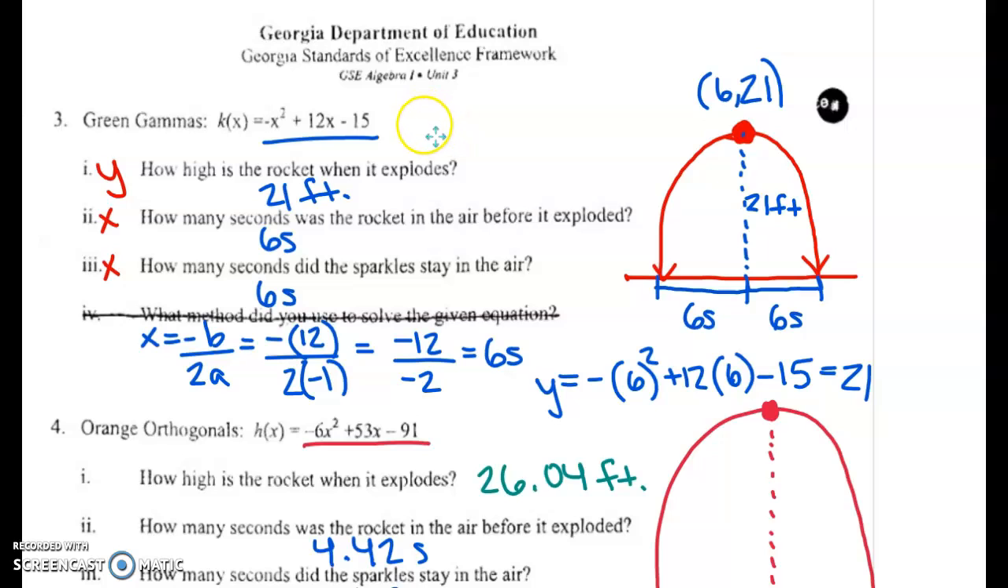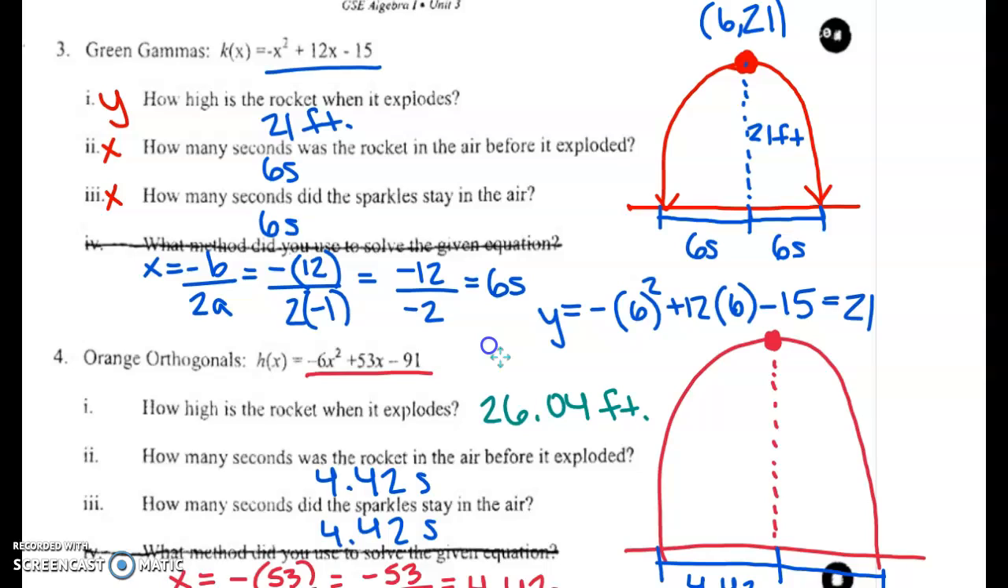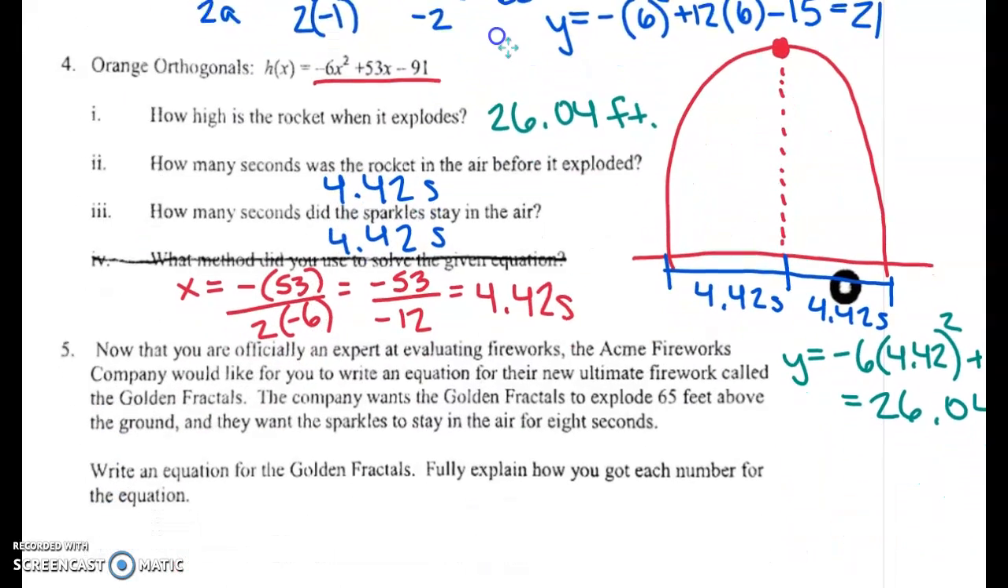So if you look at the green gammas, it was 21 feet high, which was the second highest height out of the 3. And then it was 6 seconds for the sparkles, which was also the second highest. And so I would say green gammas is probably the firework to go with if you're looking for both height and for how long the sparkles would go. So that would be the choice that I would make, green gammas.